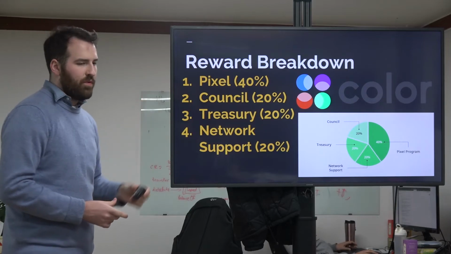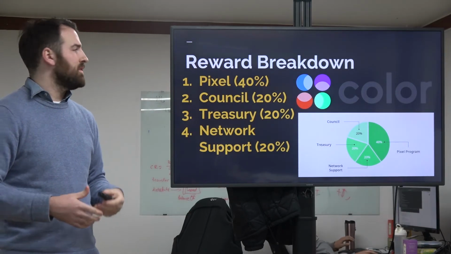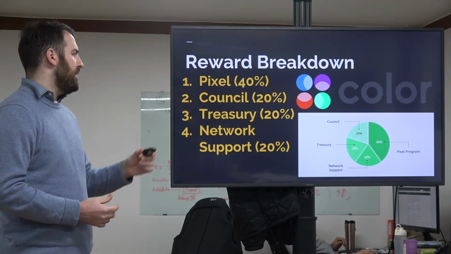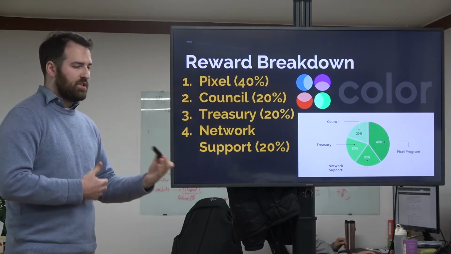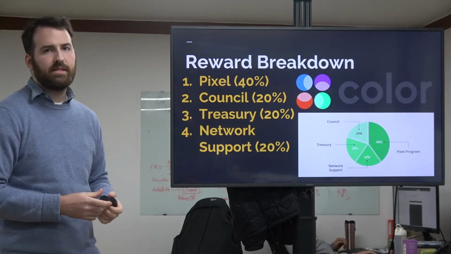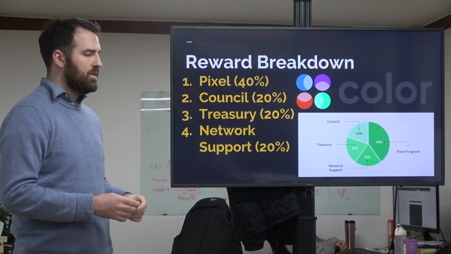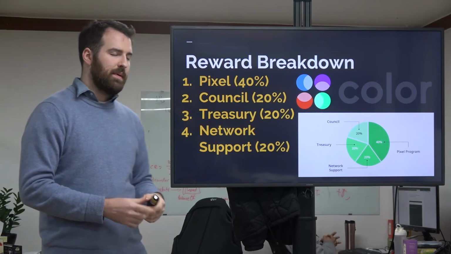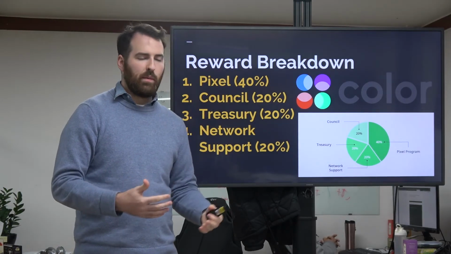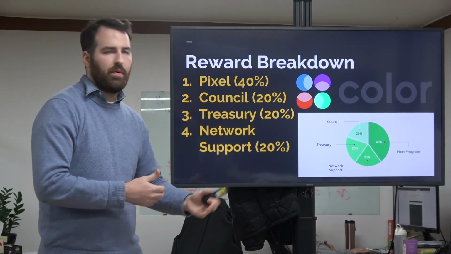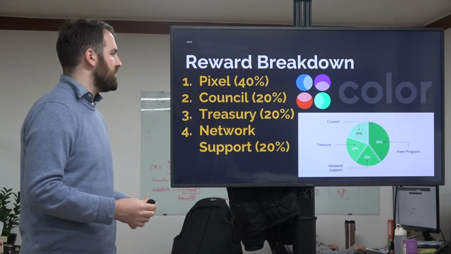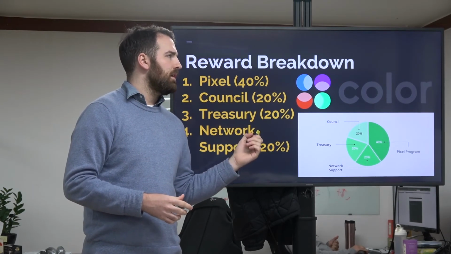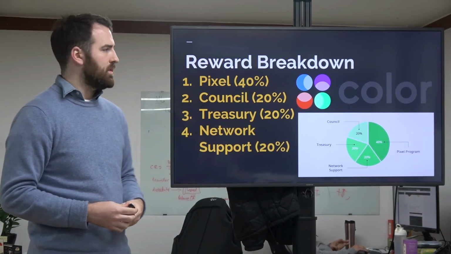So the pixel is 40% because one of the main goals of the Color platform is to keep community engagement high. And by exchanging pixels with everybody, that's going to sort of seed that process. The council, which is basically the master nodes for the network. So they're going to be voting on proposals in the treasury and various other functions, doing community reputation for the contribution index, those sorts of things.